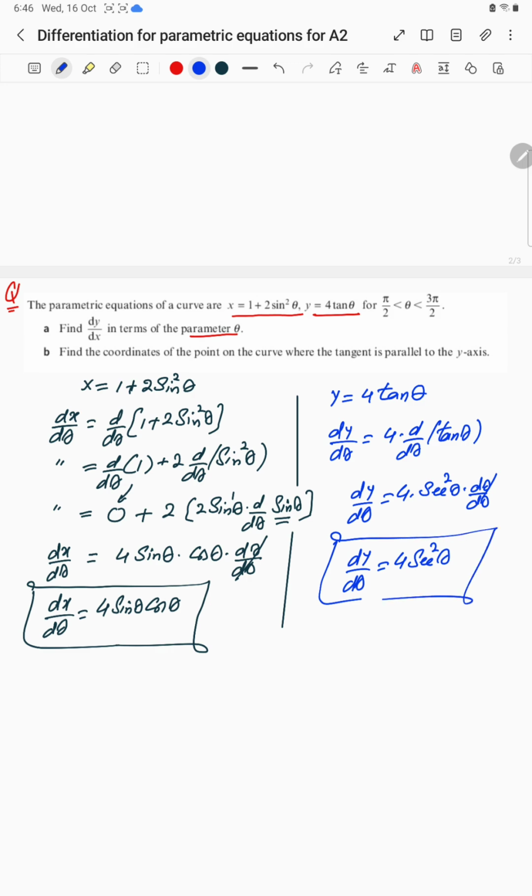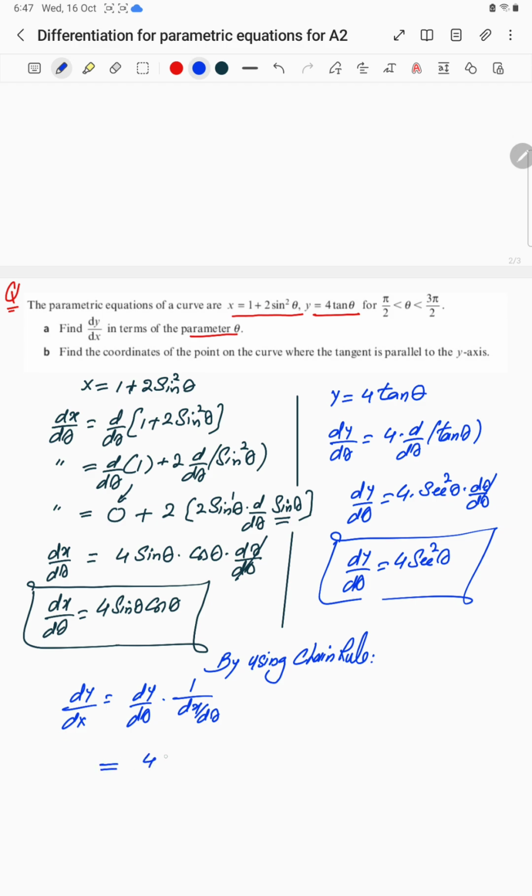That is the derivative. Now, because we are interested in finding dy by dx, by using the chain rule, dy by dx is equal to dy by d theta times 1 over dx by d theta.